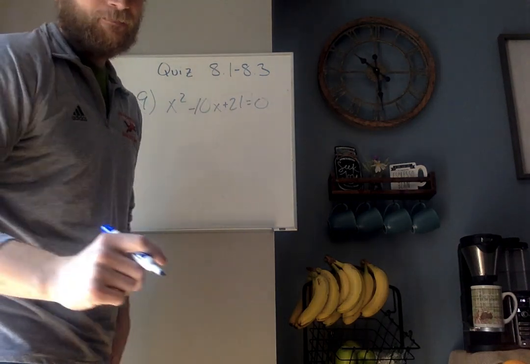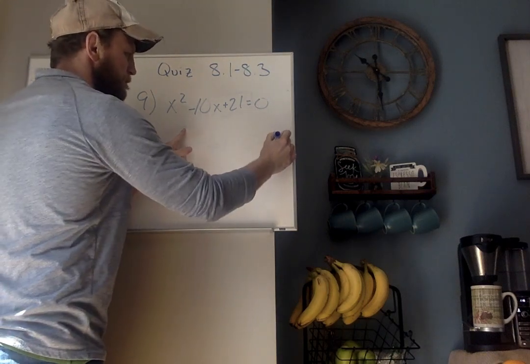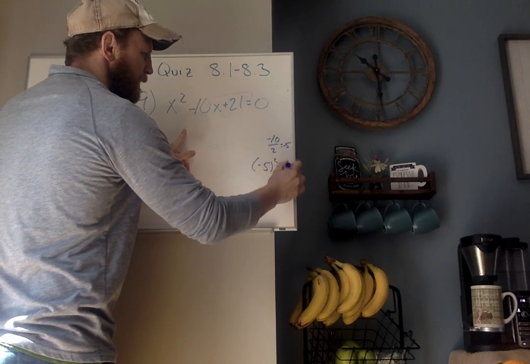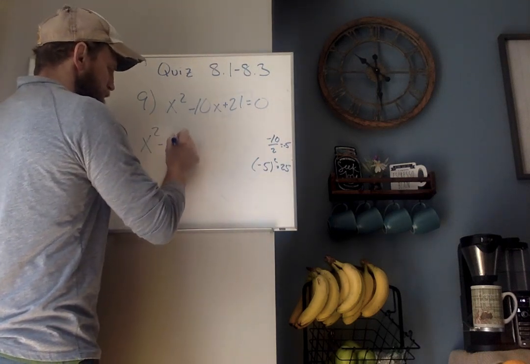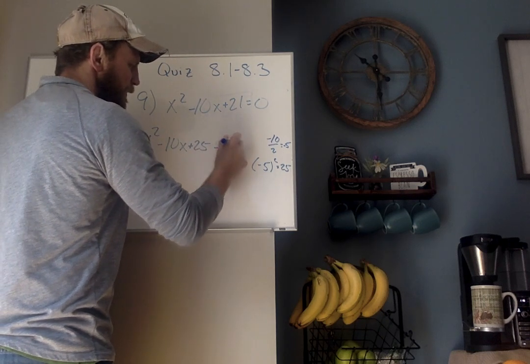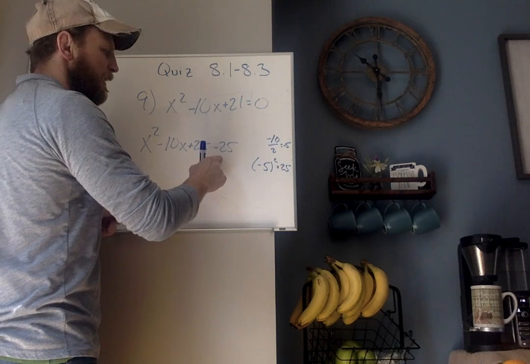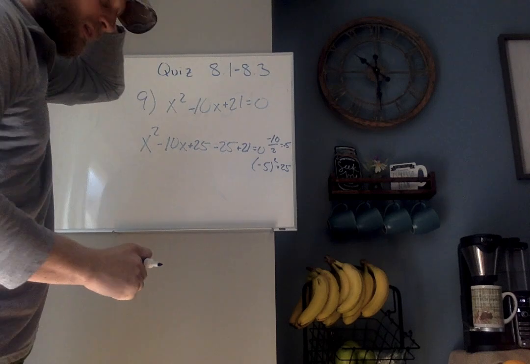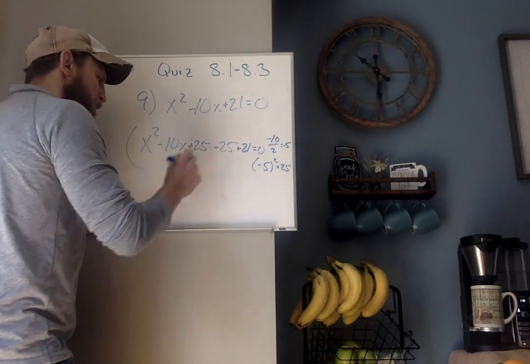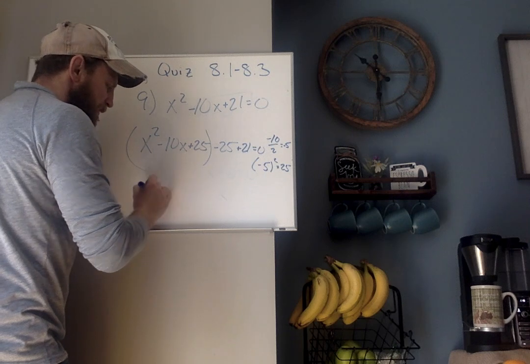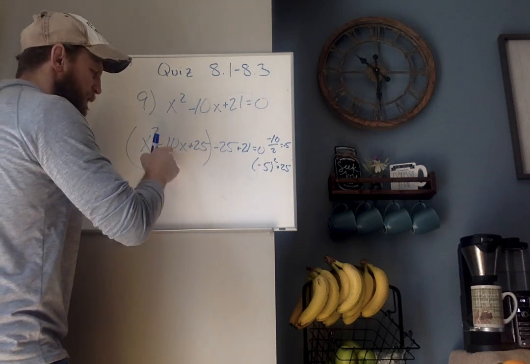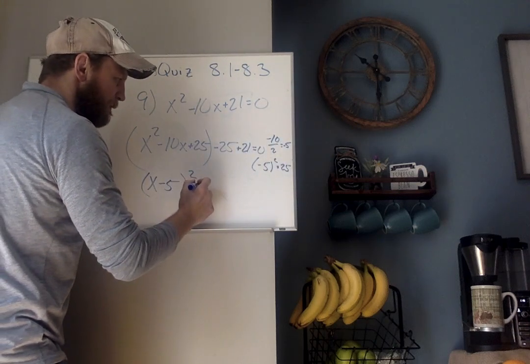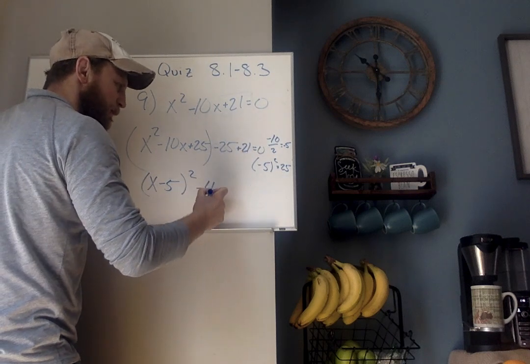What they want you to do is this. Half of 10 is negative 5. Negative 5 squared is 25. So they want me to notice adding the 25, and then I'm going to subtract it away. And that 21 just comes straight down. So what I'm going to do here is I'm going to look at this front half. Okay, that is a perfect square binomial. What are the factors of 25 that add up to negative 10? Okay, comes from over there. It should be x minus 5 squared. Negative 25 plus 21, that's negative 4, equals 0.